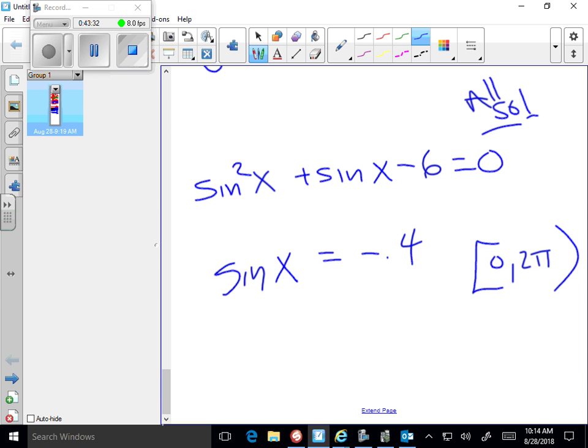Sure, I just graphed sine. I graphed negative 0.4. I did second calculate intersect. Okay, that makes sense. Second calculate. Okay. Any questions about this one?